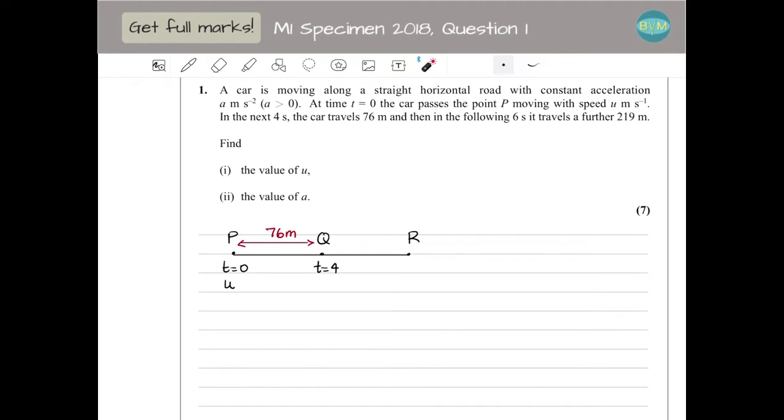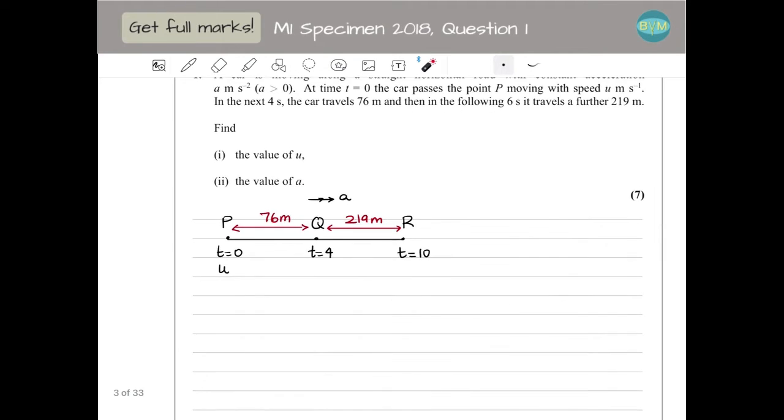Then in the following 6 seconds, so in this bit here, the car travels a further 219 meters. So this distance here is 219. This time is 6 seconds, so the time here will be t equals 10 seconds. So this is what we know, and we know it's moving with constant acceleration all the way. They are asking us the value of u and the value of a, both things together.